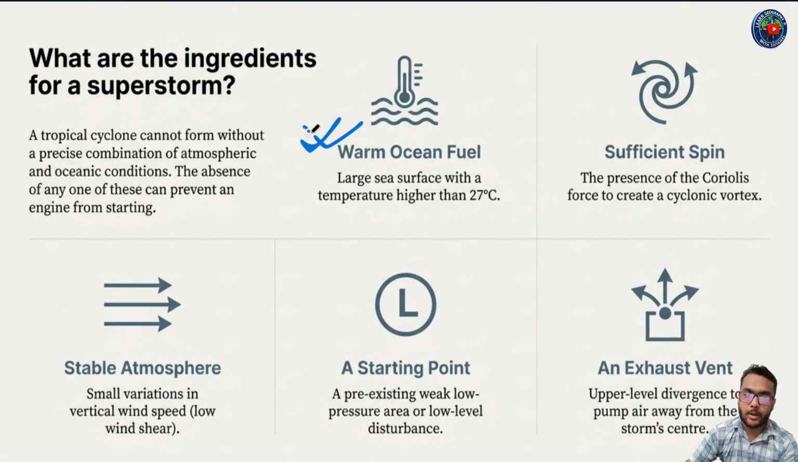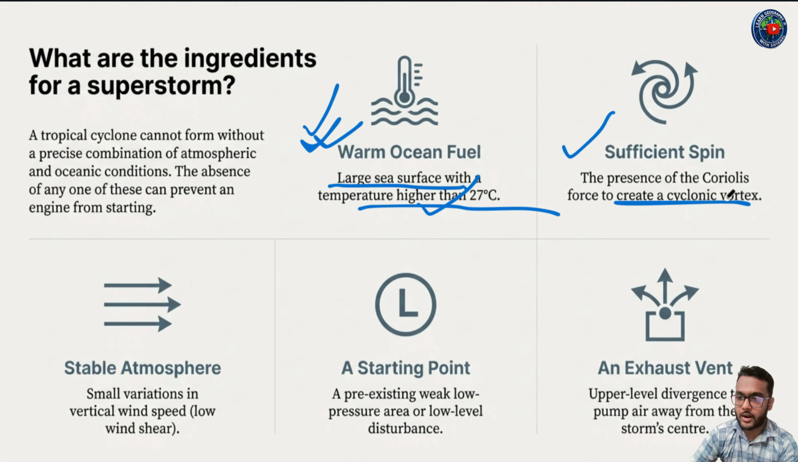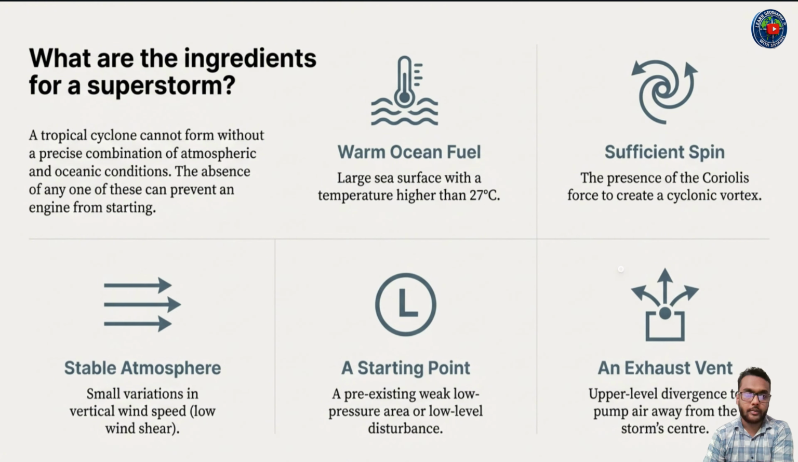First of all, the warm ocean fuel: there must be a large sea surface with a temperature higher than 27 degrees Celsius. Then sufficient spin, the presence of the Coriolis force to create a cyclonic vortex. Then a stable atmosphere, small variations in vertical wind speed, low wind shear. The low pressure needed as a starting point: a pre-existing weak low pressure area or low level disturbance. Then an exhaust vent, upper level divergence to pump air away from the storm center. These are the basic prerequisites for the formation of a cyclone.